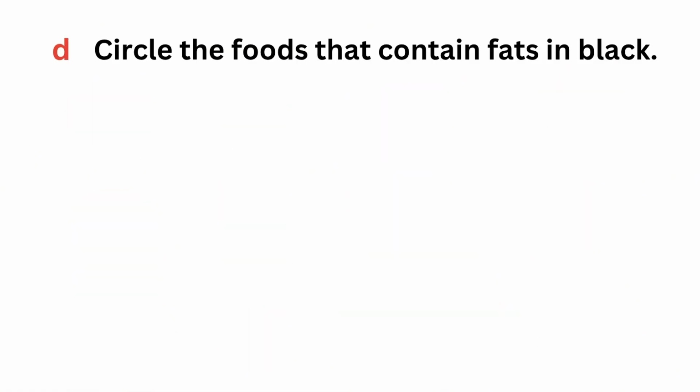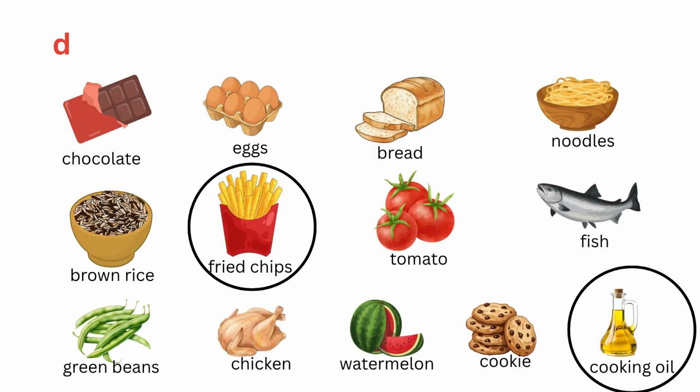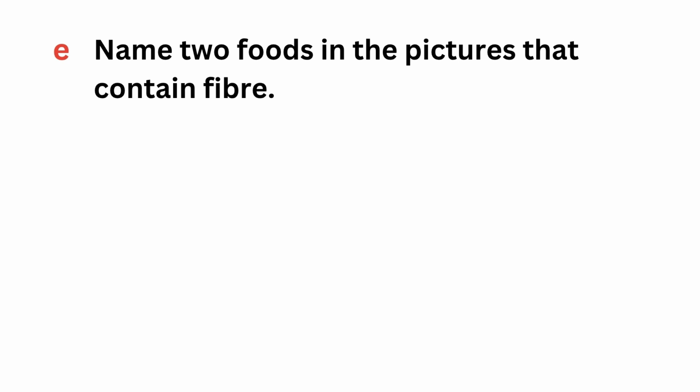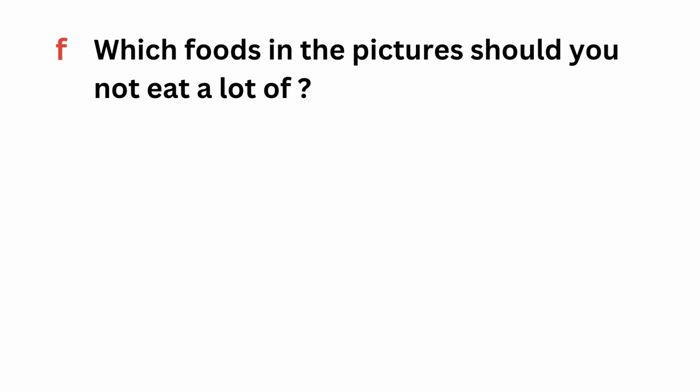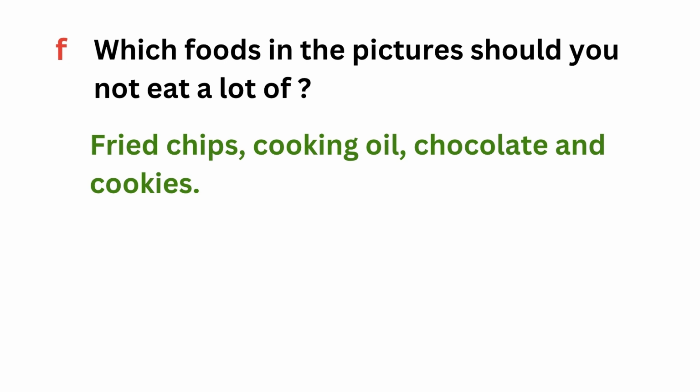Question D. Circle the foods that contain fats in black. So the foods that contain fats are fried chips and cooking oil. Question E. Name two foods in the pictures that contain fiber. So the two foods that contain fiber are brown rice and green beans. Question F. Which foods in the pictures should you not eat a lot of? So we should not eat a lot of fried chips, cooking oil, chocolate, and cookies.